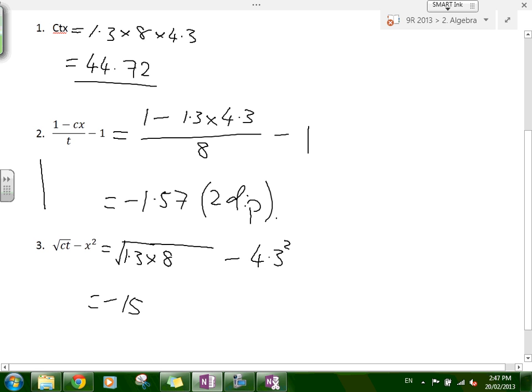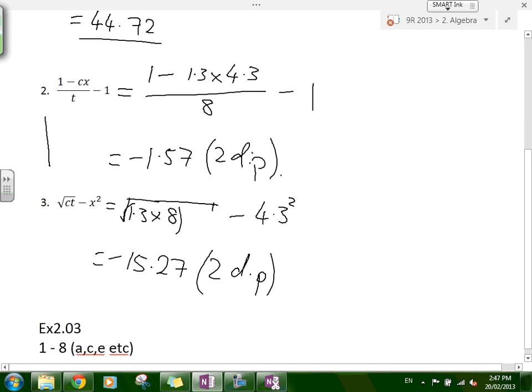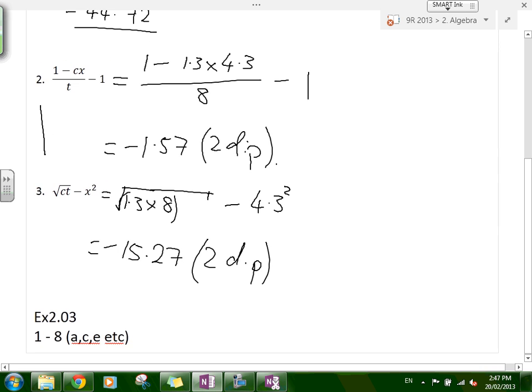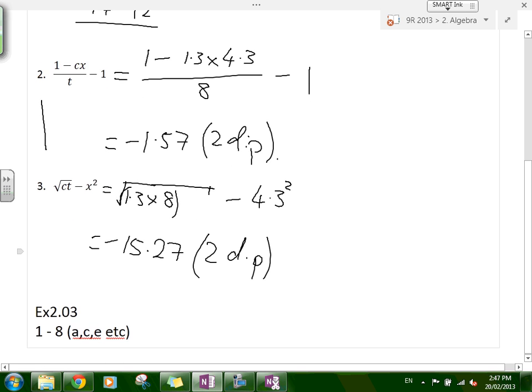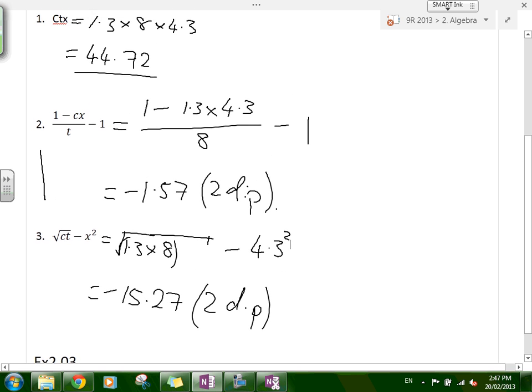Minus 15.27 is to 2 decimal places. So make sure that the square is outside of the brackets. Yeah, I put brackets in on that. Is it 4.2 squared? That was 4.3 squared. Oh, I did 1.3. Okay, so exercise 2.03, questions 1 to 8.